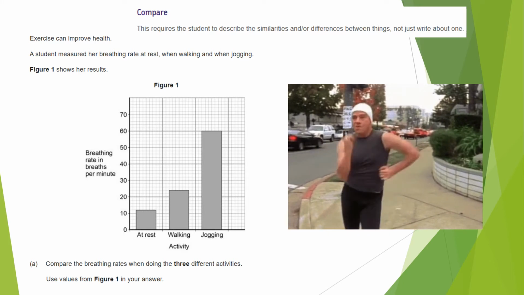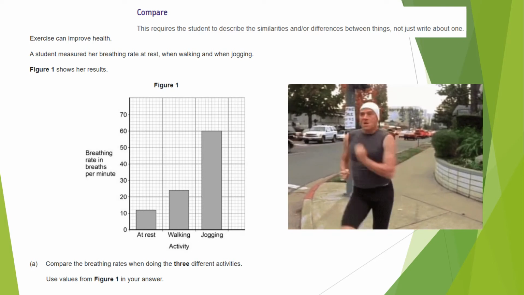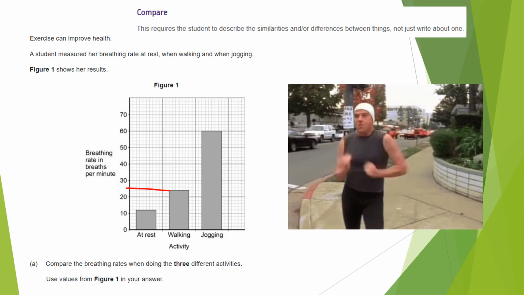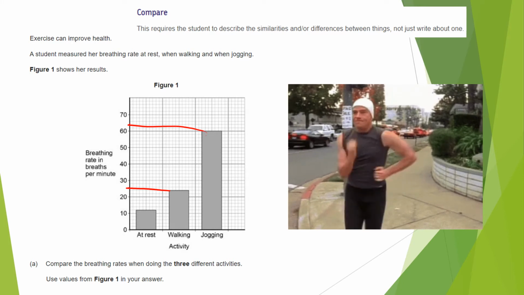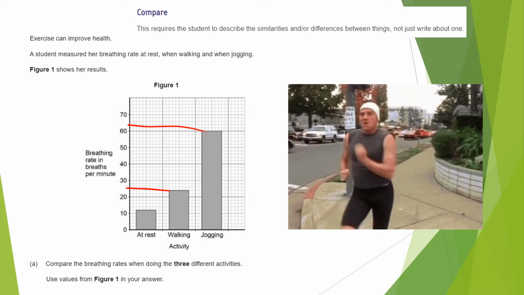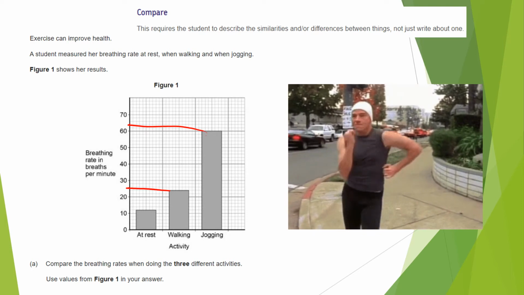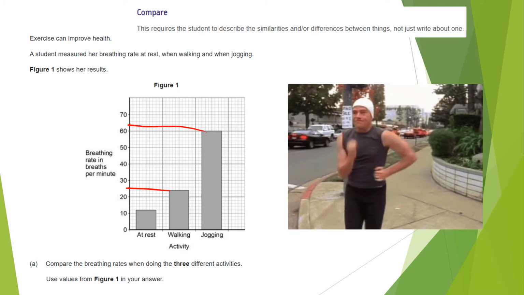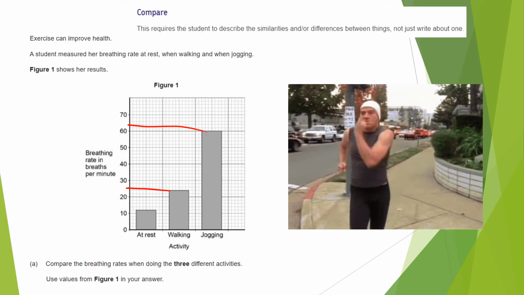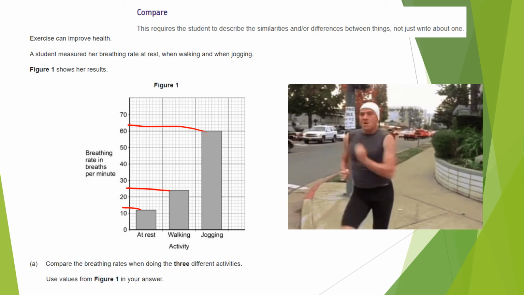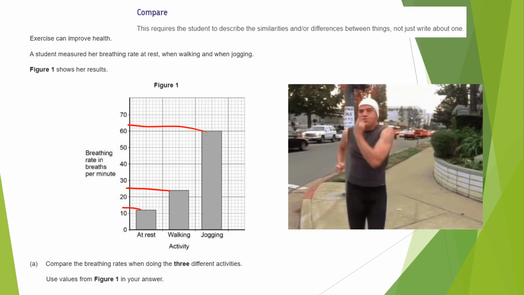Whenever you have a graph, it's always a good idea to get a ruler so you can accurately pinpoint the numbers. Same thing with this and with this. Obviously I'm not using a ruler here, being very naughty, but I'm trying to get a view of this. So you might say something like breathing rate when walking is twice that at rest. Breathing rate when jogging is 5 times that at rest. And breathing rate when jogging is 2.5 times that when walking. So I've compared all 3 there for 3 marks.